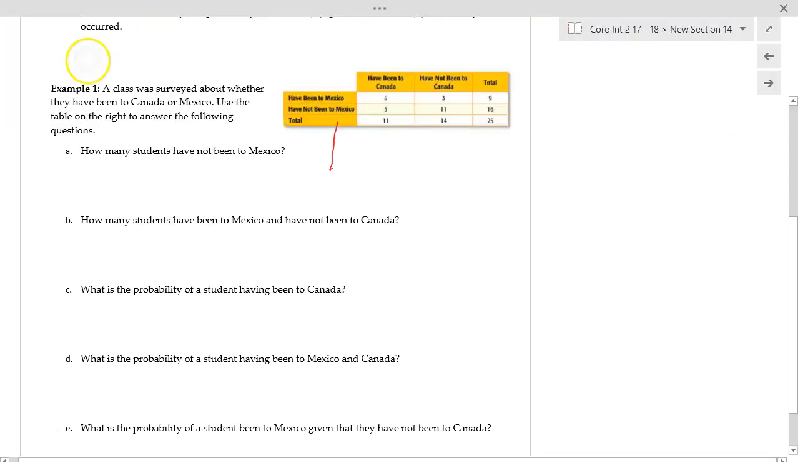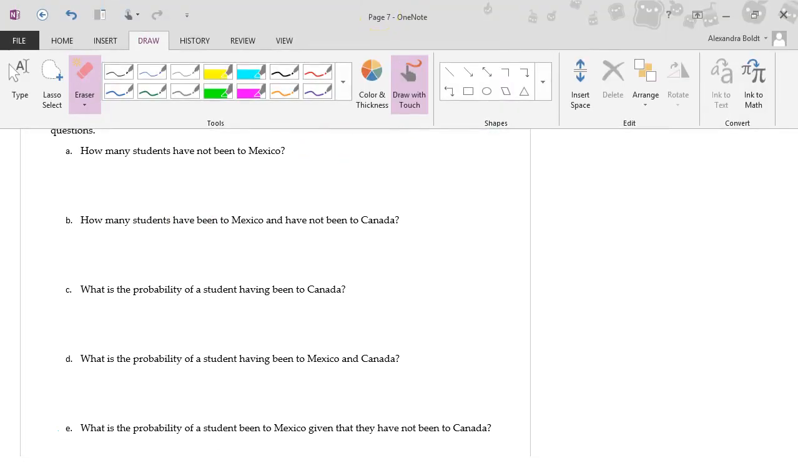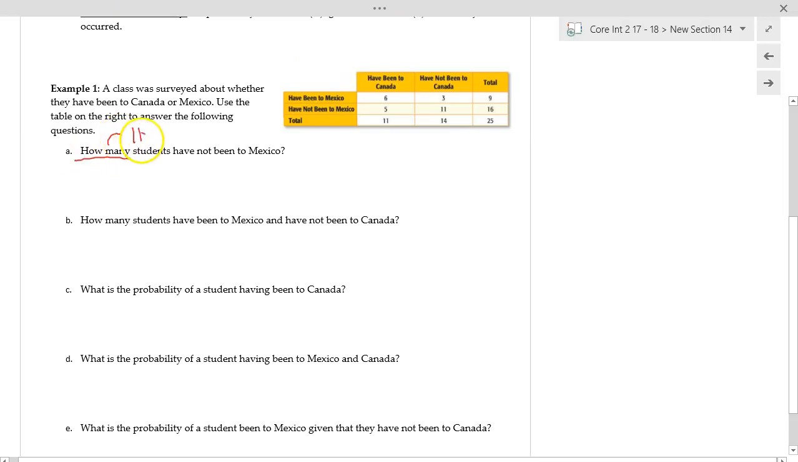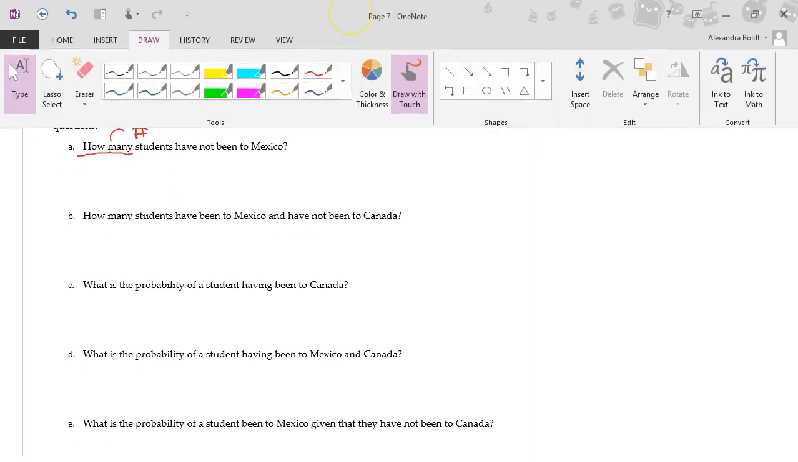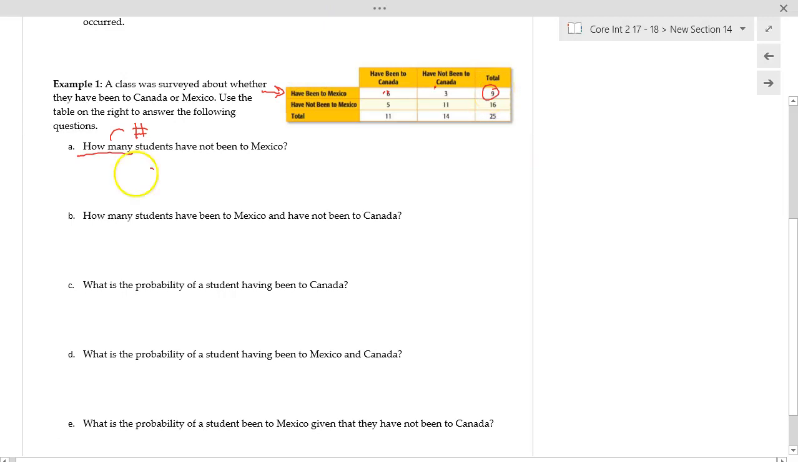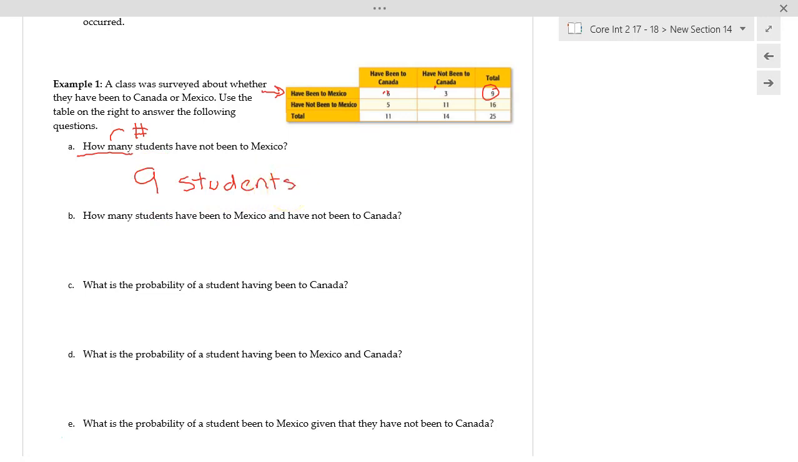So when you have a question that says how many, you're just looking for a number. It's not a fraction, it's not a probability, it's just a number. So how many students have been to Mexico? Well, I'm just looking at this one. This is have been to Mexico and they've been to Canada. This is have been to Mexico and have not been to Canada. Well, I don't care. This question is not asking me anything about Canada. So I just want to know the total number of students that have been to Mexico. Alright, so the answer is 9 students have been to Mexico.